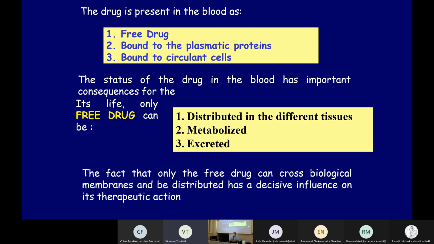and it can represent a reserve of the drug, because you know free drug can be metabolized, can be eliminated, so you have an equilibrium between the free drug and bound drug. And so bound drug can maintain a regular, a normal concentration of the drug inside the blood. You can understand that the concentration of free drug is critical if you want to have the right therapeutic action, the right distribution.